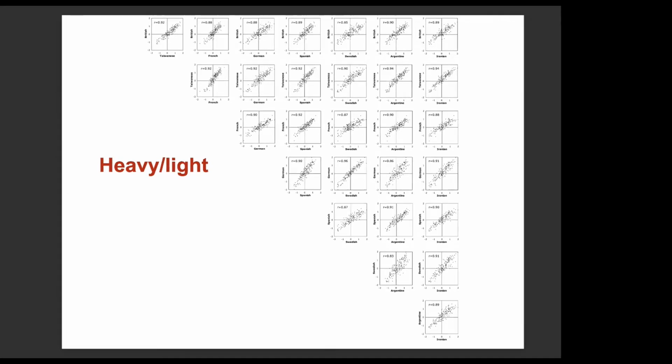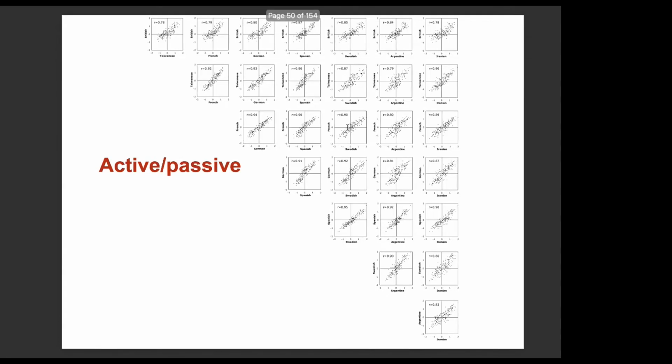For heavy-light, again, we can see that pattern, a very high correlation between the 8 regions. I think it's an even better trend here. The next slide, please. For active-passive, it's also a very high correlation between the 8 regions in the world in this study. Next slide, please.